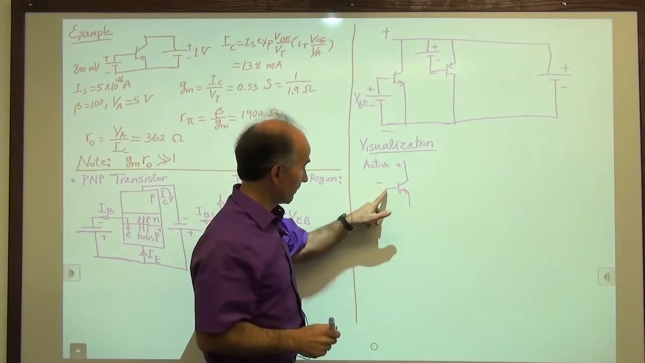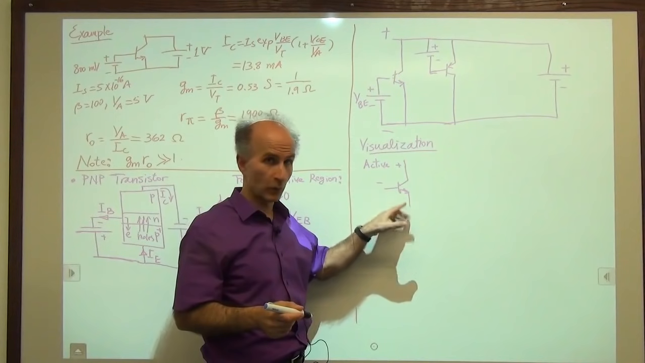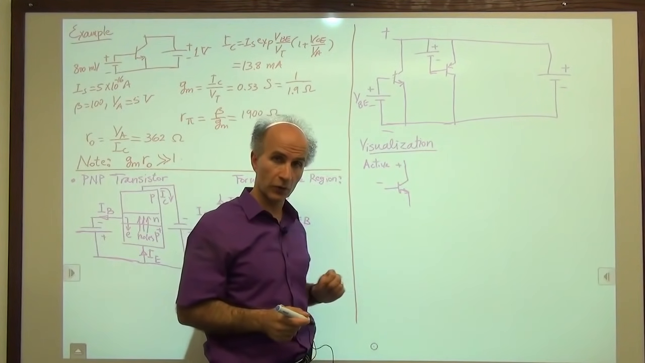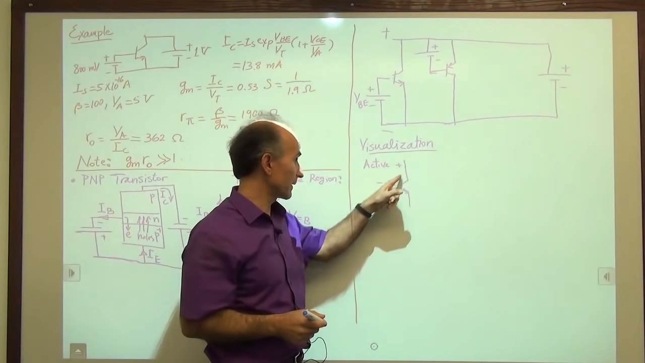Provided, of course, that the base emitter is also forward biased. So we're not drawing that here. That's given, we know for sure. We're just looking at base and collector for now.